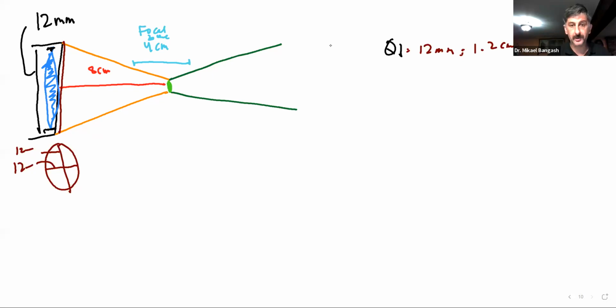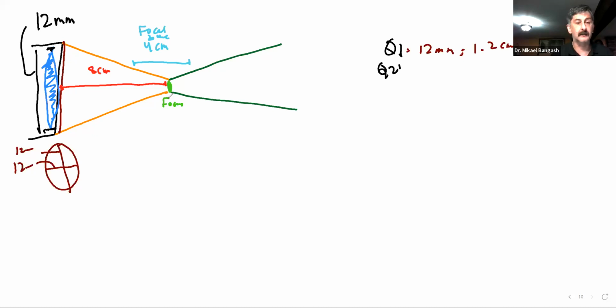Now question number 2. Question number 2 mainly asks us, what is the diameter of the sound beam at a depth of 8 centimeters? This here is at a depth of 8 centimeters. And what did we have at a depth of 8 centimeters? That was where we had our focus or focal point.